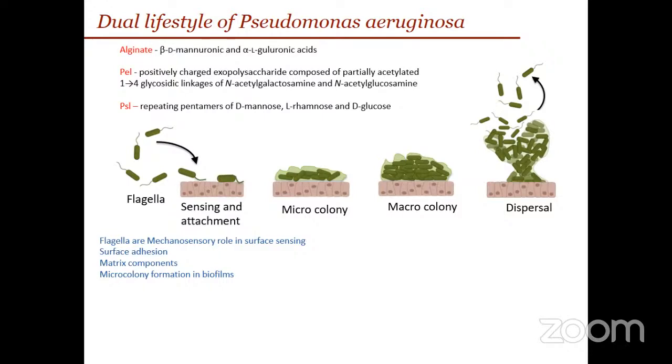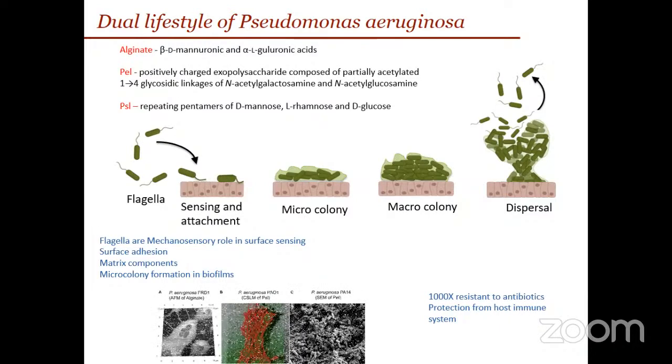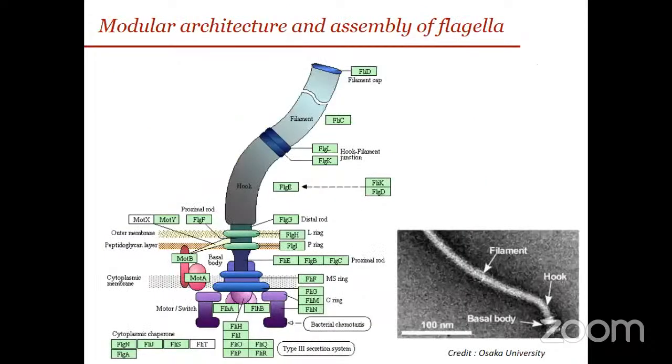The matrix in the case of Pseudomonas is mostly composed of three different exopolysaccharides: PEL, PSL, and alginate. They differ in the composition of the sugar that is present. And this matrix, as I have said earlier, makes the bacteria resistant to antimicrobials and protects the bacteria from the host immune system. So this is a major problem. And initiation of biofilms, as I mentioned earlier, happens through the flagellum. These are some of the microscopic images showing different kinds of exopolysaccharide in the biofilm matrix present in Pseudomonas. So the flagellum, as we discussed, is important for initial biofilm formation.